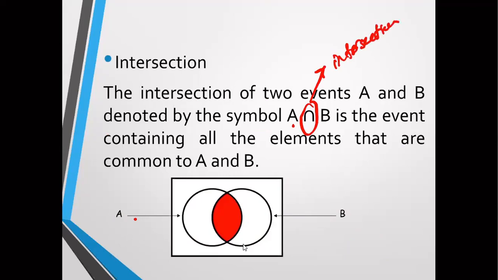A intersection B is the event containing all the elements that are common to A and B. Intersection means the elements that are common to A and B. You can see that region in this Venn diagram, A intersection B. Understand? Let's do some examples to understand this intersection and complement later.